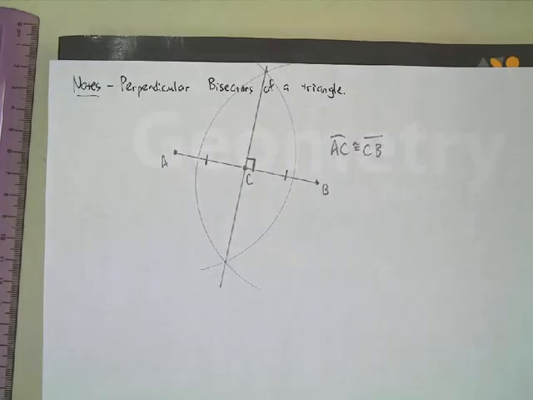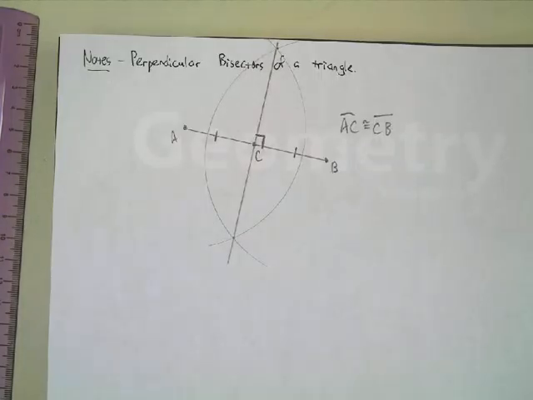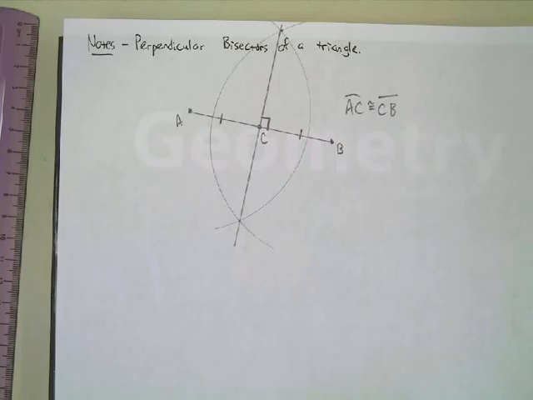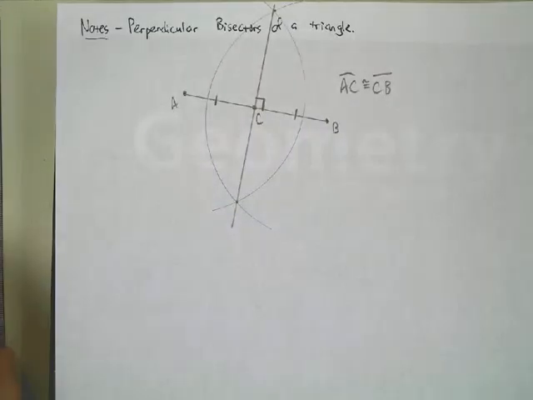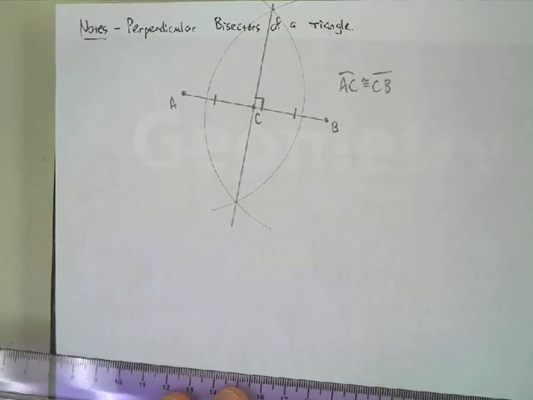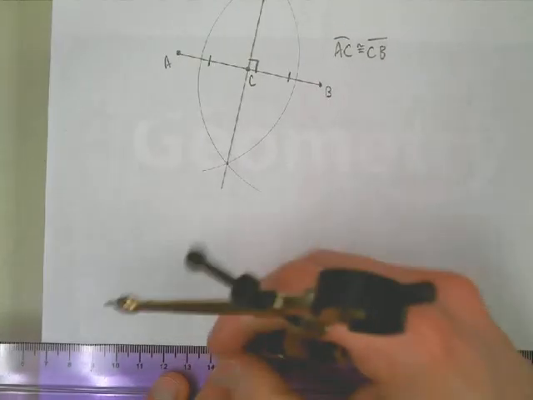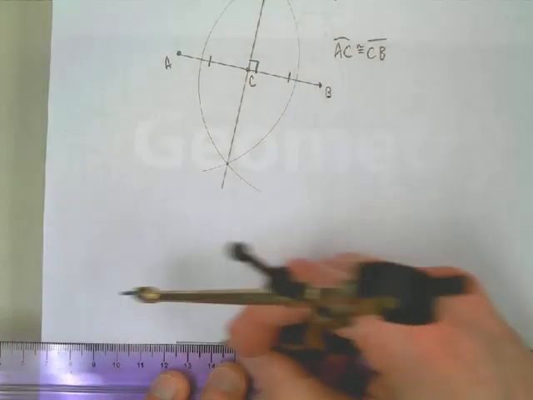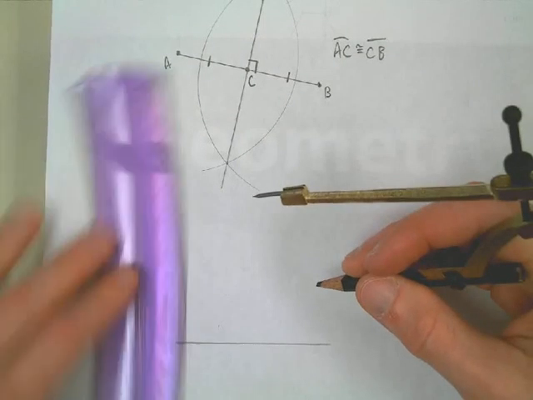Okay, so that was the perpendicular bisector. Hopefully that's just a refresher kind of deal. All right, but now let's draw a triangle. I'm going to draw a kind of acute triangle here. So I would suggest you draw an acute triangle.